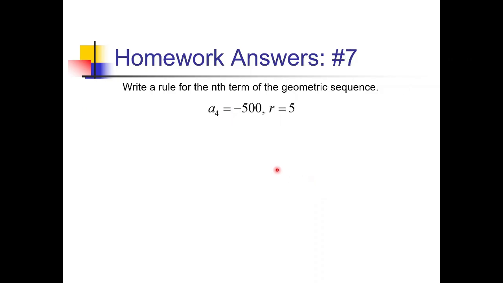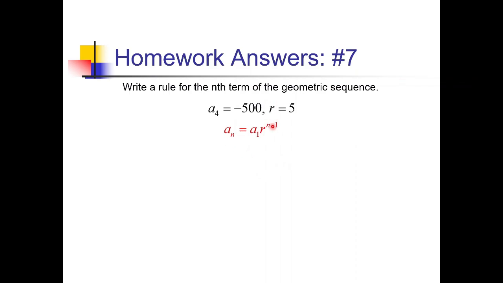For the next couple problems, they want a rule for the nth term of a geometric sequence in which they are giving us some random term and the r value. All right, so in order to do this, I'm going to need to get the A1. That's part of my formula here. Let's just write out that formula. A1 times r to the n minus 1.